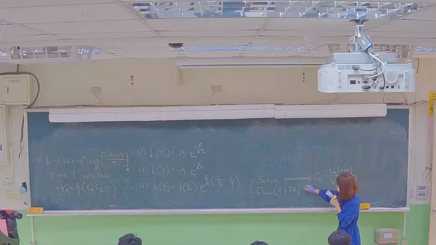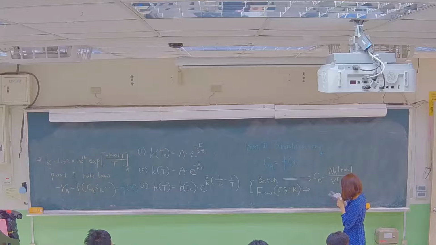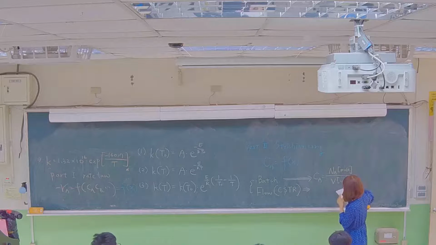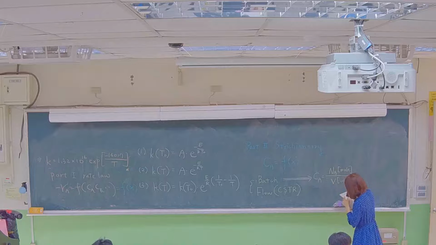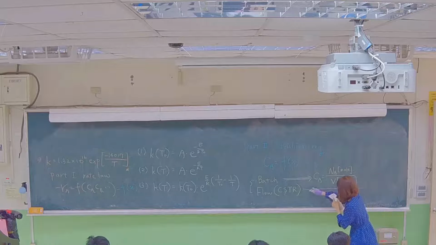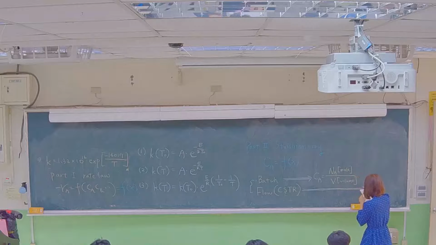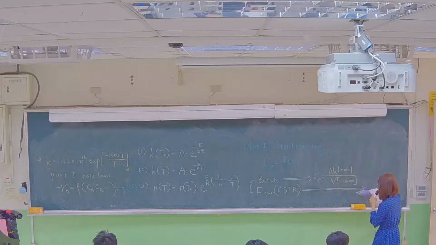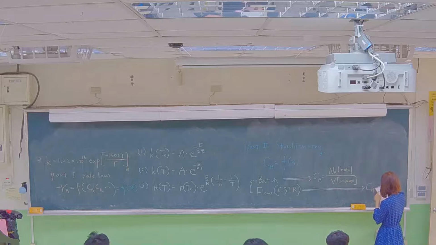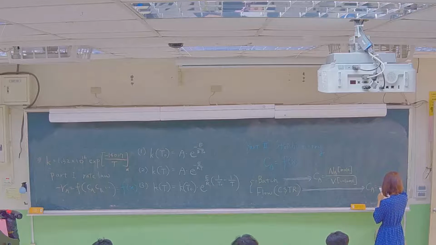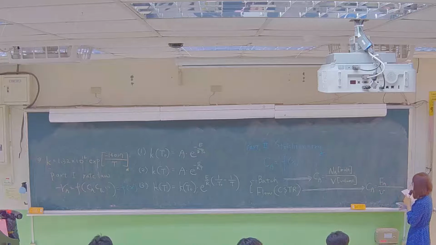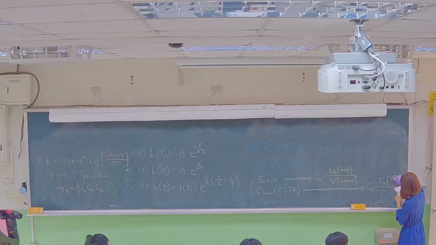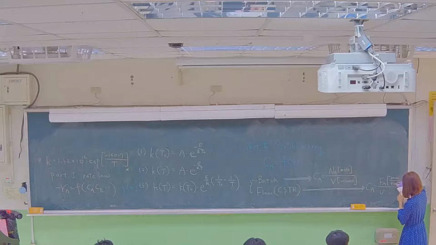For the flow reactor, concentration, let me write down here. For the flow reactor, you don't need to write the same as me, write if you have space. I don't have space. The flow reactor concentration of A is equal to FA over V. What is the unit for FA? Mole over time. What is the unit for V? Volume over time.